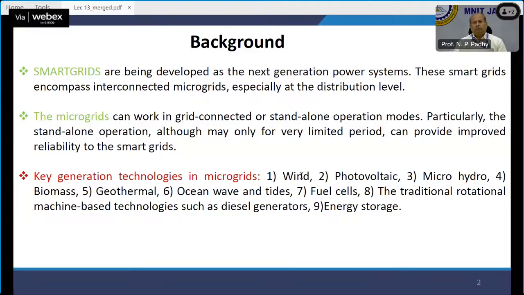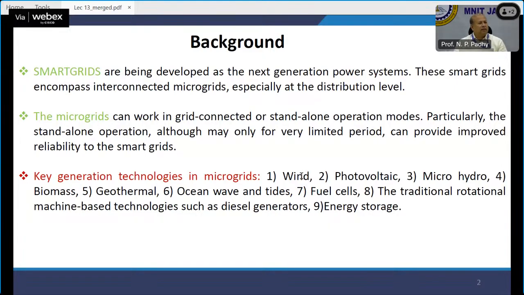Now there are many generation technologies we need to understand. One is wind, which we are all very sure about, photovoltaic, wind, and micro hydro. As of today, we haven't talked about micro hydro, which is one of the generation sources for microgrids. Is any one of you clear about what micro hydro is? A hydro power plant is known, but what is micro hydro?